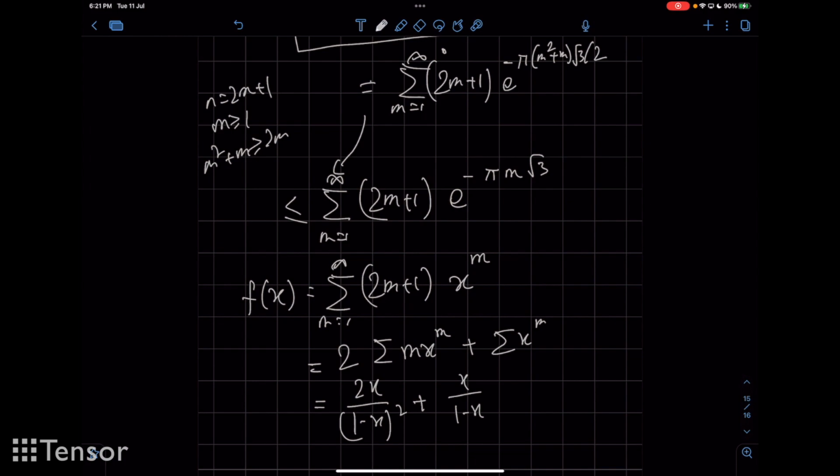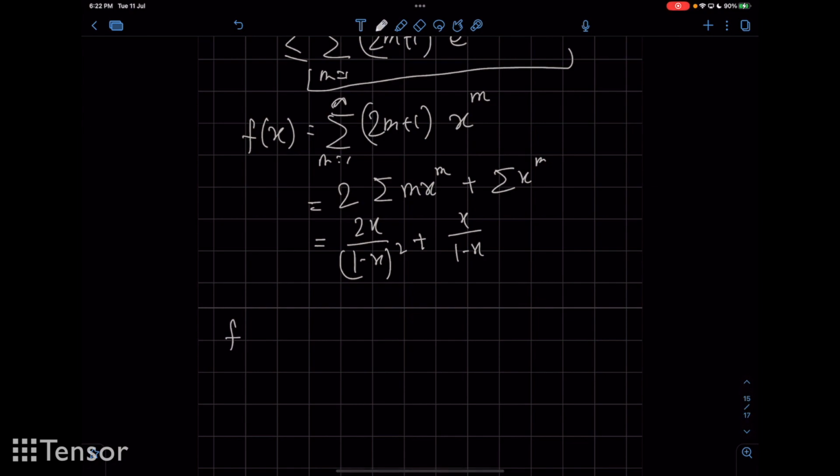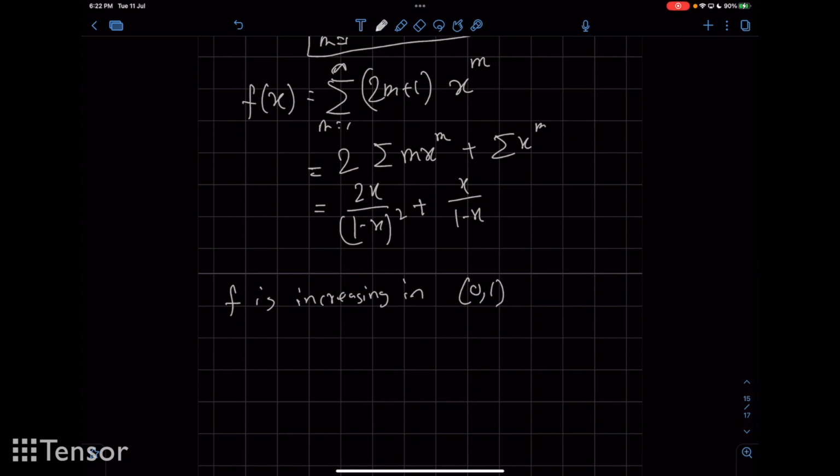Okay. And the value we have here, this is f of e to the minus pi square root of 3. And well, you can easily show that this f function is increasing in the interval 0, 1. And why is this true? Because the derivative of f is positive here.